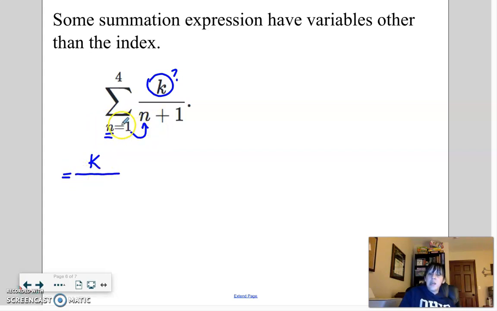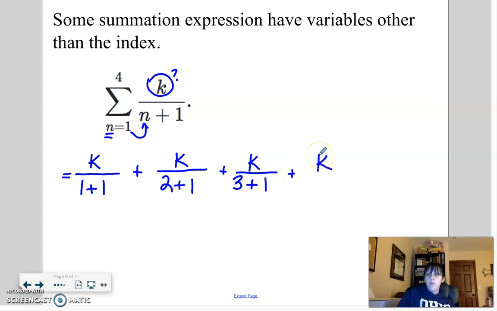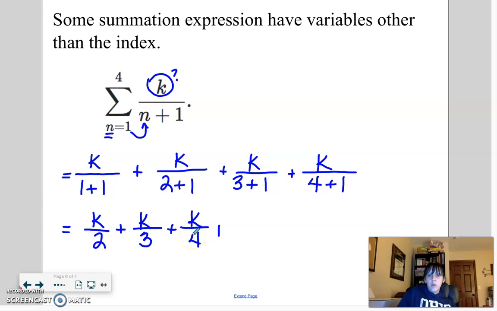So my first step is plug in 1, but I'm only plugging 1 in place of n. So that's what that would look like. And then plug in 2. And then plug in 3. And then plug in 4. And so we would simplify this down. We wouldn't be able to do a lot, but we could just call it k over 2 plus k over 3 plus k over 4 plus k over 5. I guess we could get a common denominator and go further, but there's just no need. This would be your sum. That's good enough.